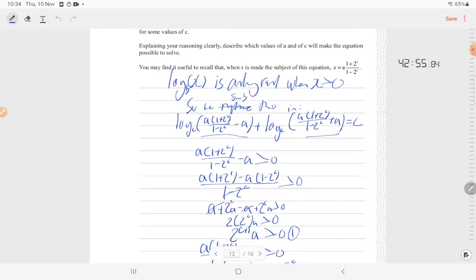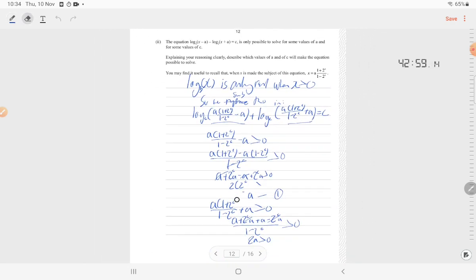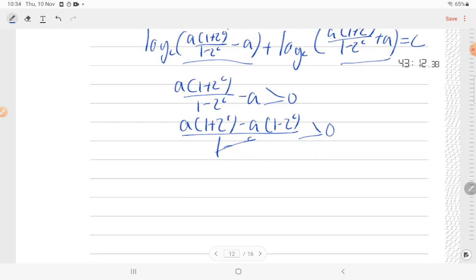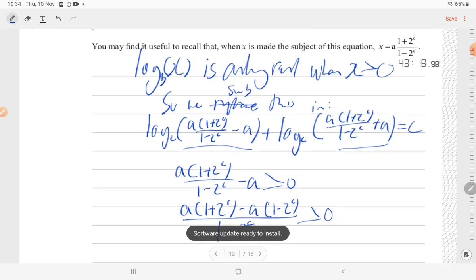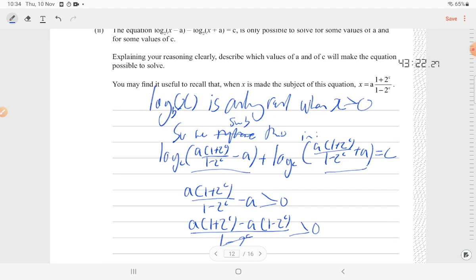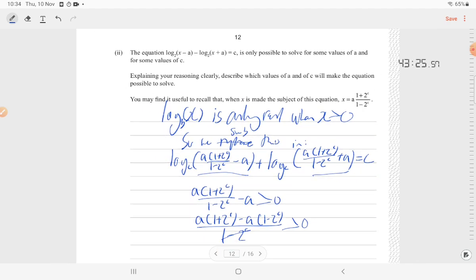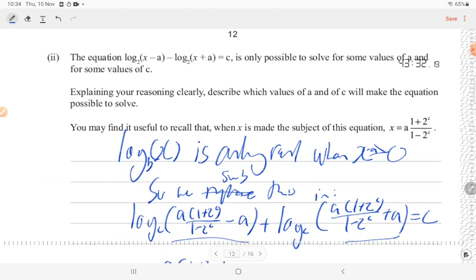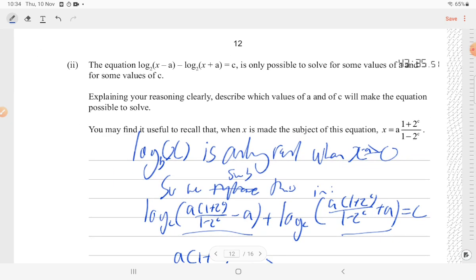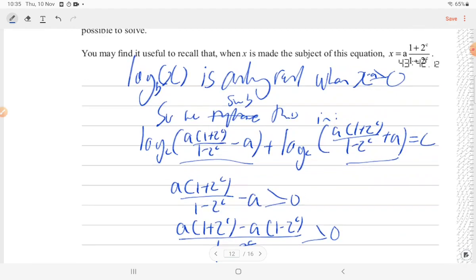Okay, let me just redo this. So the log is only real when x minus a is greater than 0. So a brackets 1 plus 2.